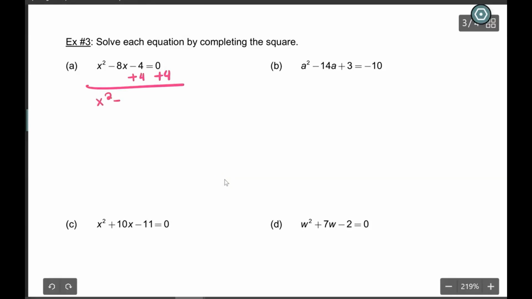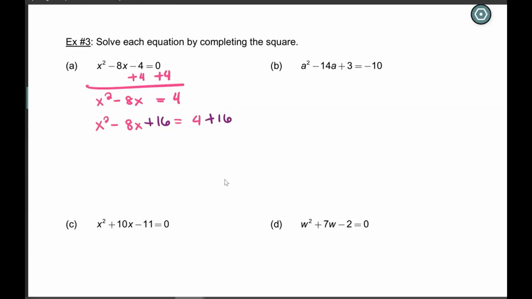So I have x squared minus 8x. We move the constant to the other side. Now, we take half of negative 8. Okay, that's 4. Square it, that's going to be 16. That means I'm going to have 16 added to both sides, right?